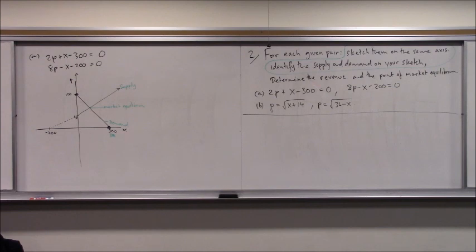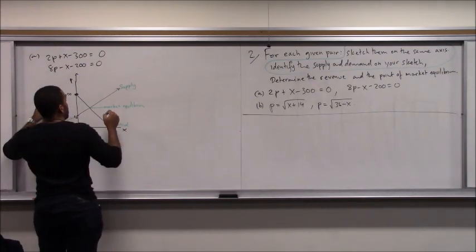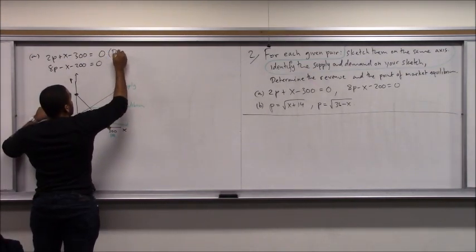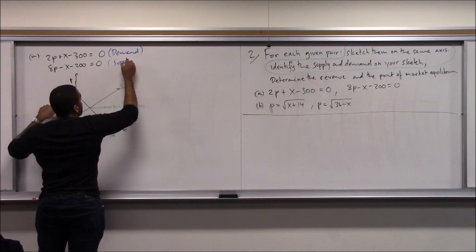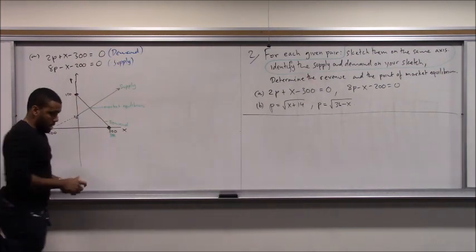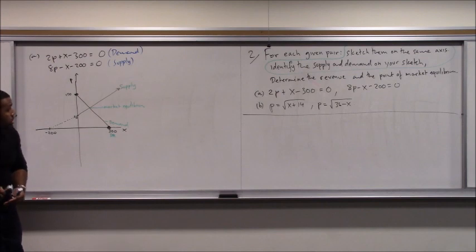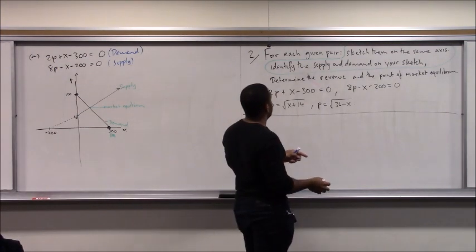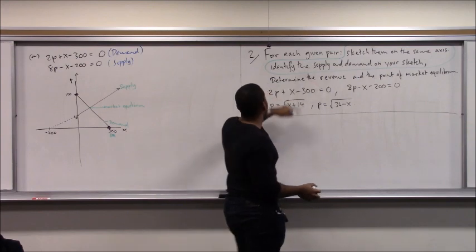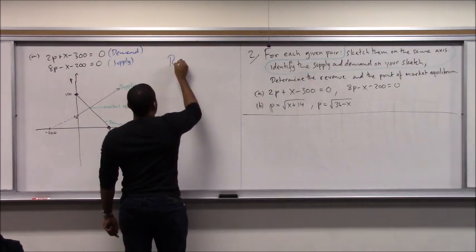So now, that being said, we can do what they asked us for. The question was to identify who's the supply and who's the demand. And so we get that this was the demand, this is the supply. And therefore, we can start to now talk about determining the revenue. So how would I find the revenue here?